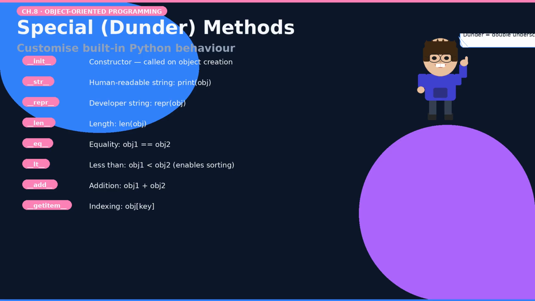Chapter 8 Summary: Class is blueprint, object is instance. __init__ is constructor, self is the object. Inheritance reuses and extends. Super calls parent. Dunder methods customize built-in behavior.